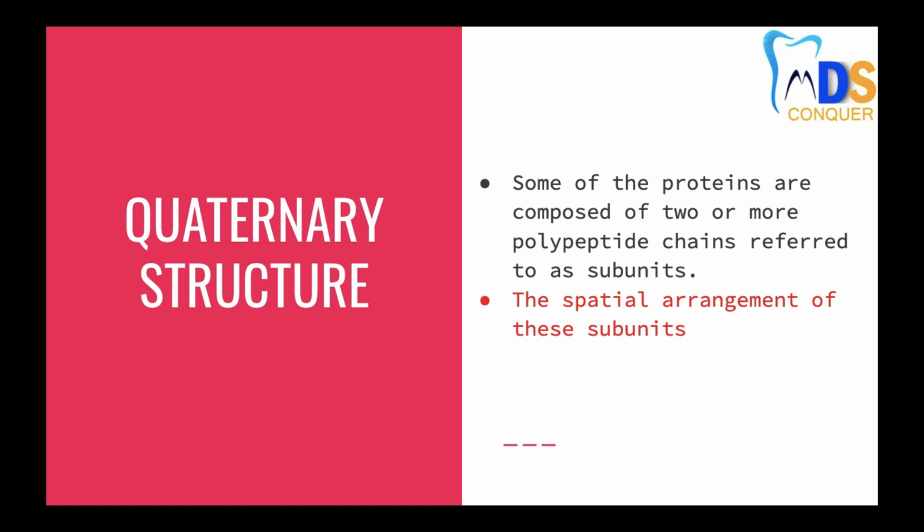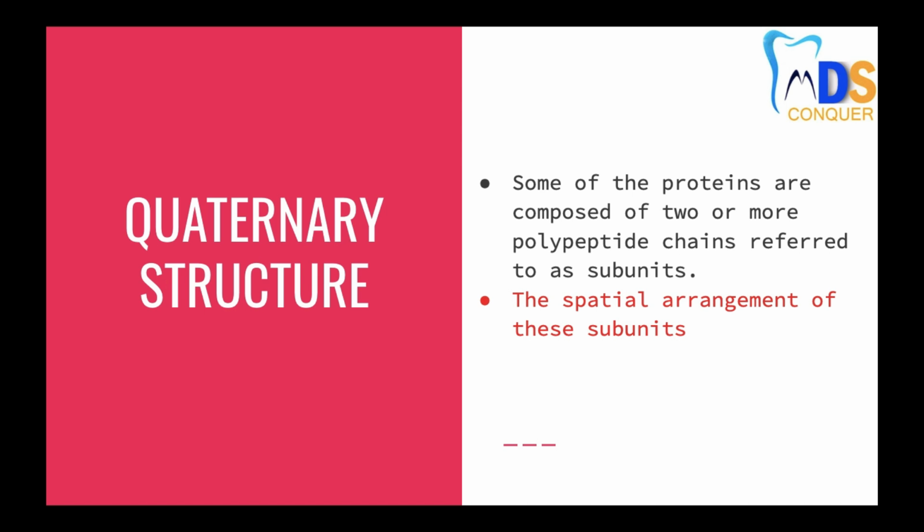This complicated structure of subunits is maintained by the quaternary structure. Some proteins are composed of two or more polypeptide chains, referred to as subunits, and the spatial orientation or arrangement of these multiple subunits is called the quaternary structure. The bonds present in the quaternary structure are mainly non-covalent bonds: hydrogen bonds, hydrophobic interactions, and ionic bonds.